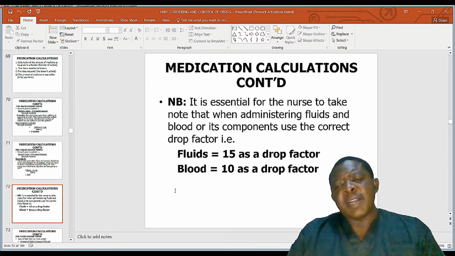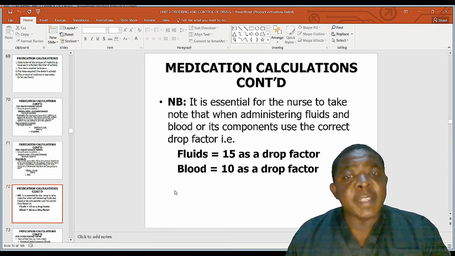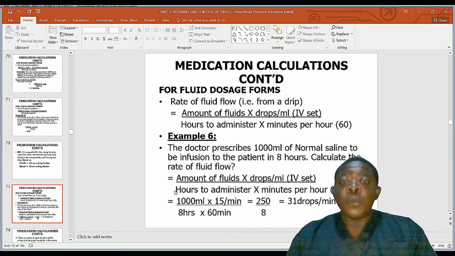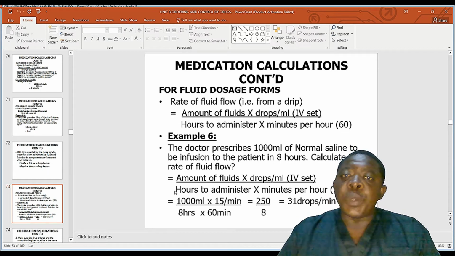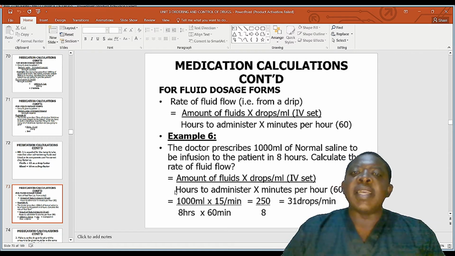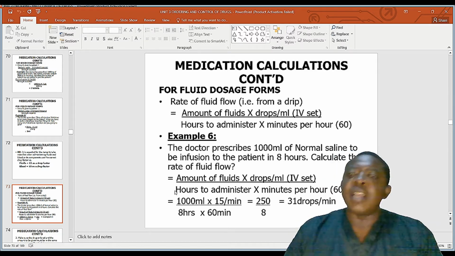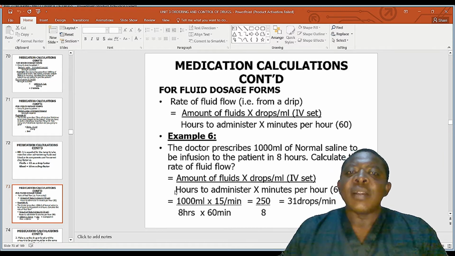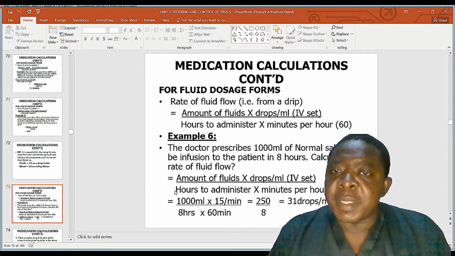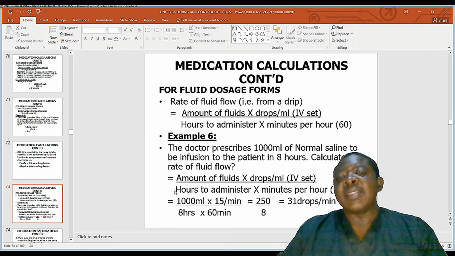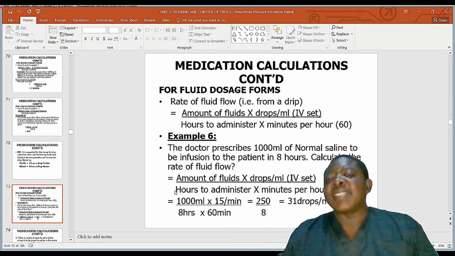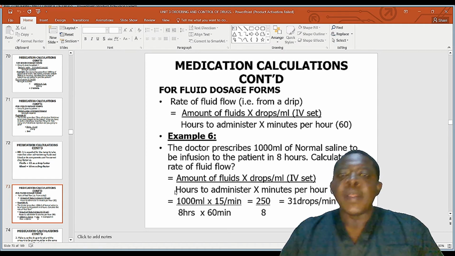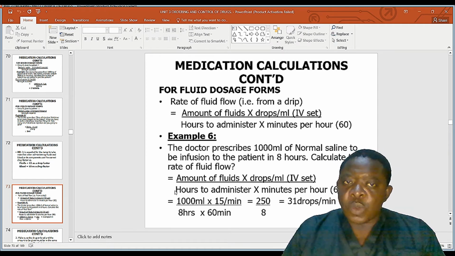But the drop factor can be checked from the giving set. So for fluid dosage forms, the rate of fluid flow from a drip is the amount of fluid times the drop factor, divided by the hours to administer. These hours should be multiplied by the minutes per hour, meaning times 60, so that we convert them into minutes.